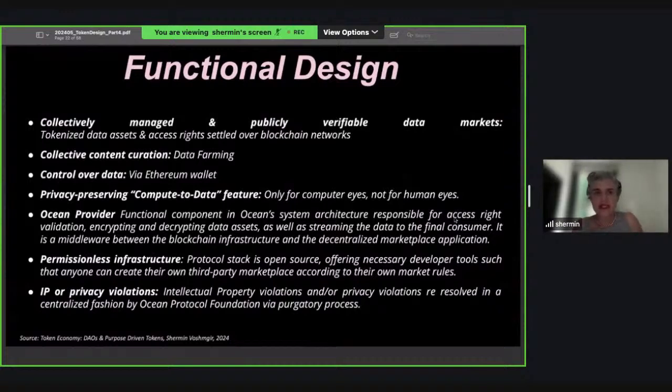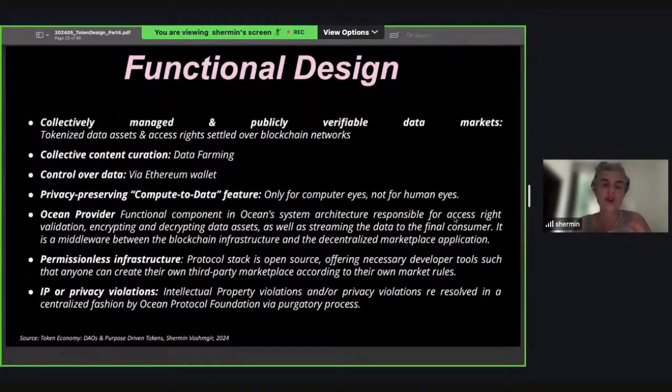When it comes to the functional design, the most important function is the data market, where the data providers and data users meet. The idea was to create a collectively managed and publicly verifiable data market. Content provision and content consumption are public, and content curation has a specific mechanism referred to as data farming.